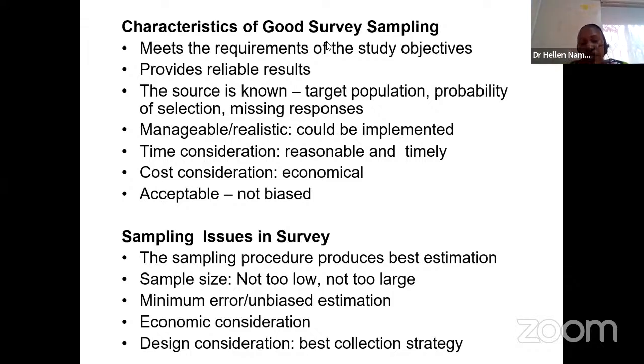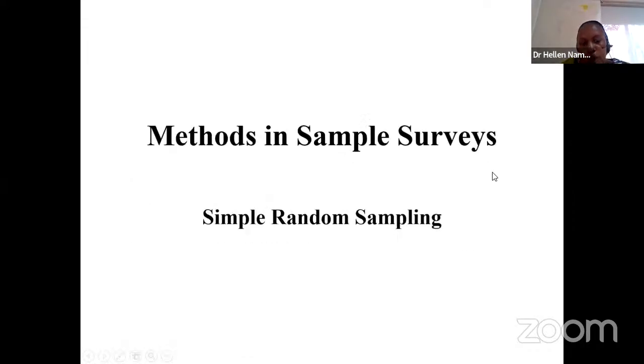And also, when you get to the sampling issues, you need to ensure that the sampling procedure that you use produces the best estimate, whereby at least it approximates the true value. And then also, the sample size should not be too low, and should also not be too large. I've already mentioned we need to ensure that we have an unbiased estimate by keeping the error as minimum as possible, among others. Now let's move on to details about the different sampling methods that I discussed.